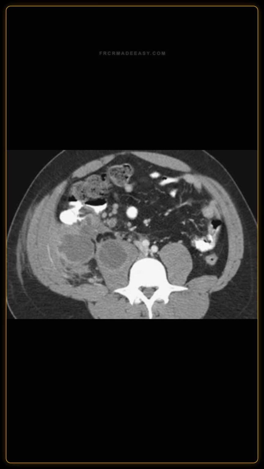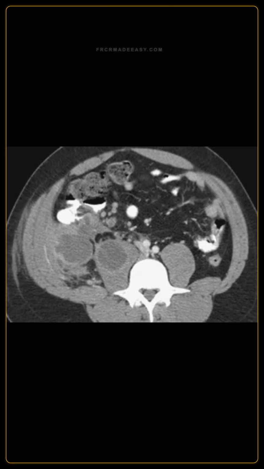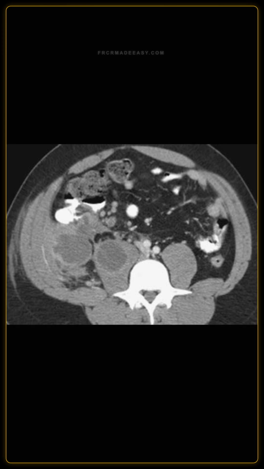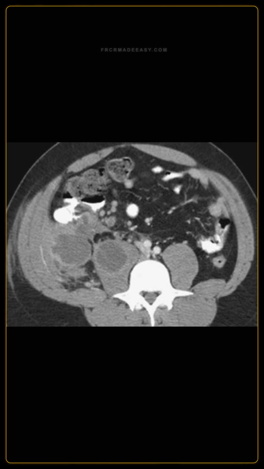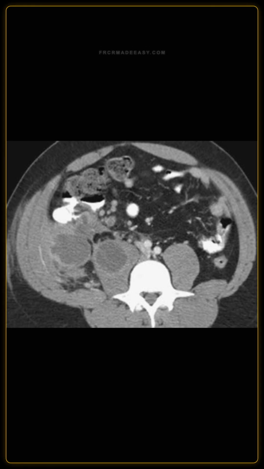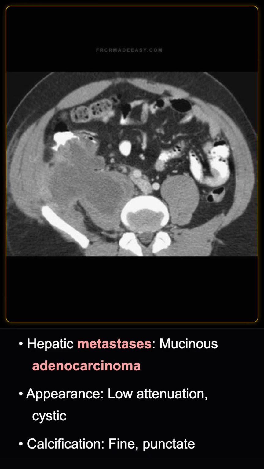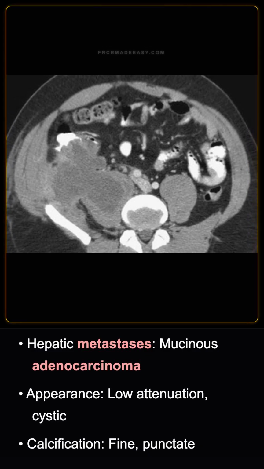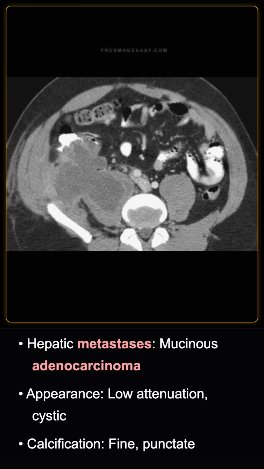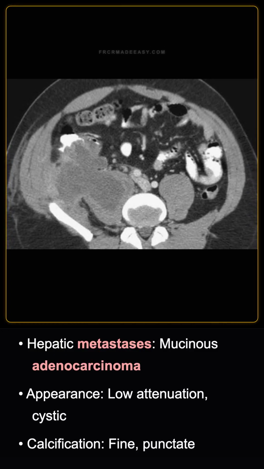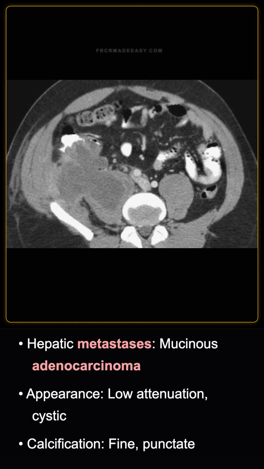Additionally, free perforation into the peritoneal cavity causes massive pneumoperitoneum and life-threatening peritonitis. If you were to evaluate the liver on this scan, what specific metastatic appearance would you look for with a primary mucinous adenocarcinoma? Mucinous adenocarcinomas typically produce low attenuation, cystic appearing hepatic metastases that often contain fine, punctate calcifications.